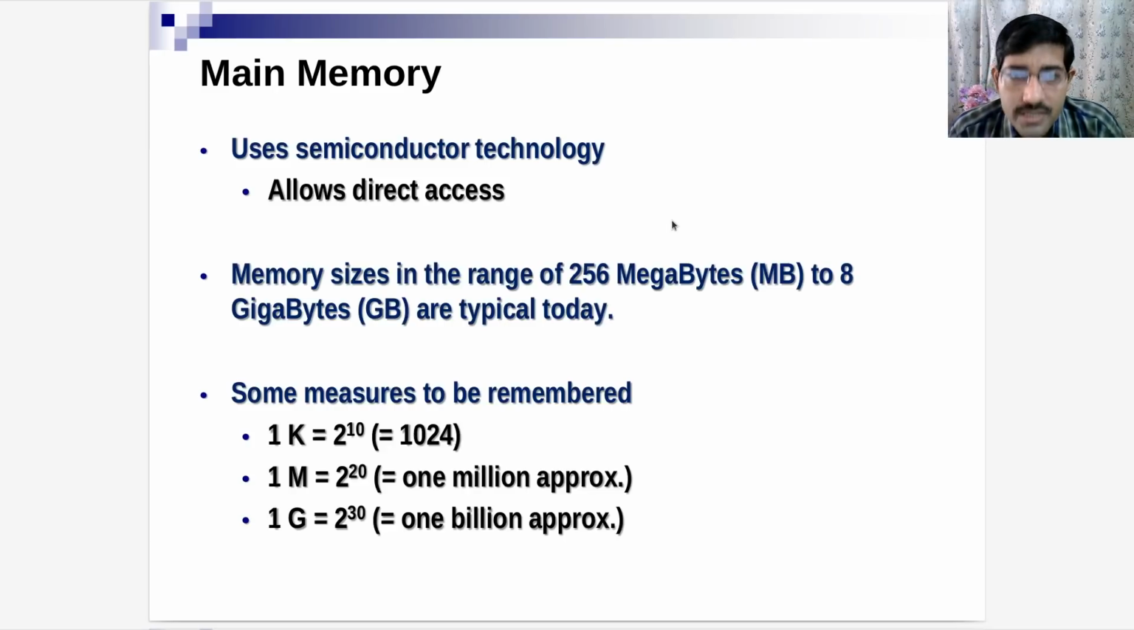And as you can see, nowadays the memory size, that is the size of the RAM, ranges from 256 megabytes in old machines. Now you will see 8 GB RAMs or 4 GB RAMs in laptops and desktops. When we say megabytes and gigabytes, usually 1K is 2 to the power of 10, which is slightly more than 1,000. 1 mega means 2 to the power 20, approximately 1 million, and 1 giga is 2 to the power 30, approximately 1 billion. That's why we call it megabyte, gigabyte and kilobyte, these three terminologies we will use.